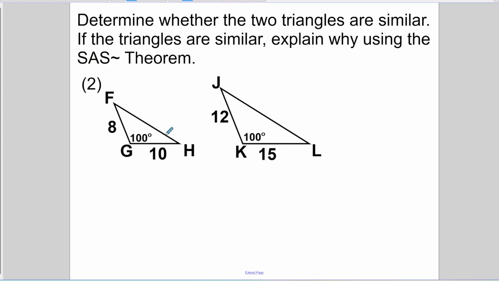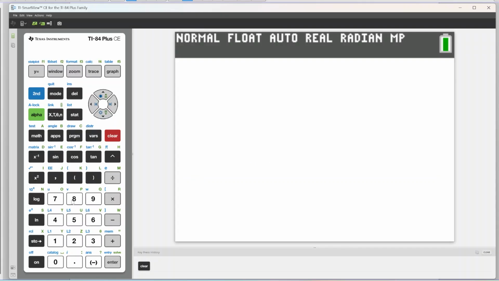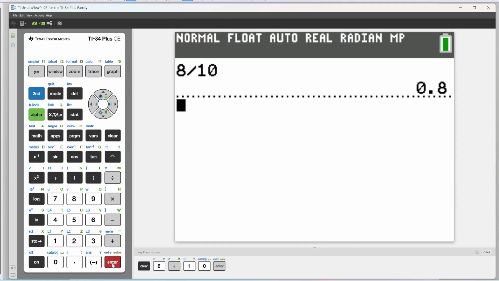So for this one, what we could do is we could set up the proportion in both triangles here. So let's check here. Is 8 over 10 equal to 12 over 15? And for this, we could use a calculator. So something like this, we could just type in 8 over 10, and we want to see if this is equal to 12 over 15. So we press enter, and then we'll also check 12 over 15.